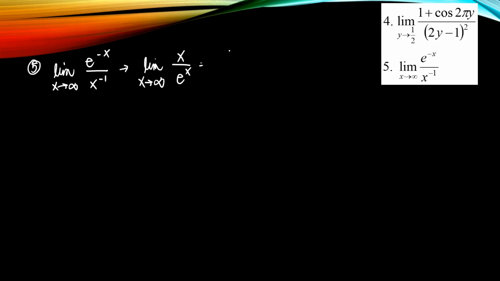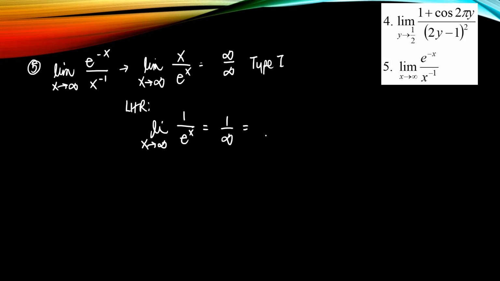So with this, it becomes infinity over infinity. Okay, still type number 1. It doesn't matter. And then what we do here is we apply the L'Hopital's rule in the transformed one. So that's 1 over e to the x as x approaches infinity. So that's 1 over infinity. What's 1 over infinity, guys? 0. Very good. Therefore, the answer for that is 0.